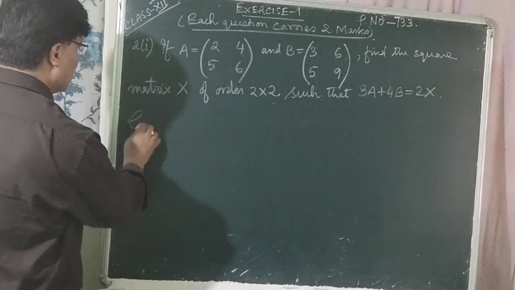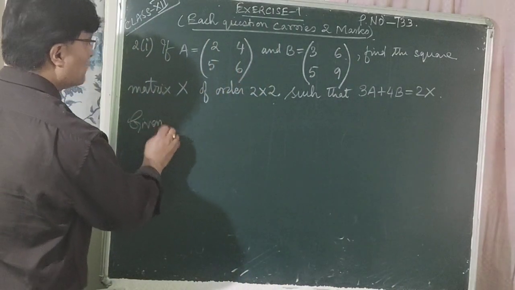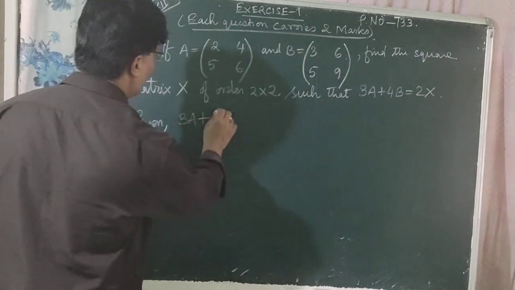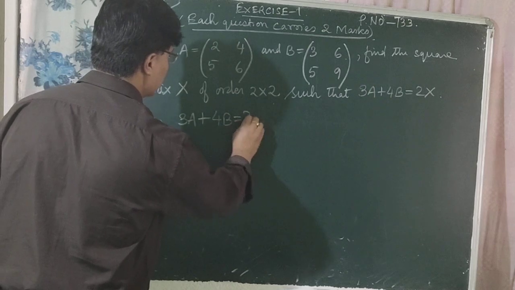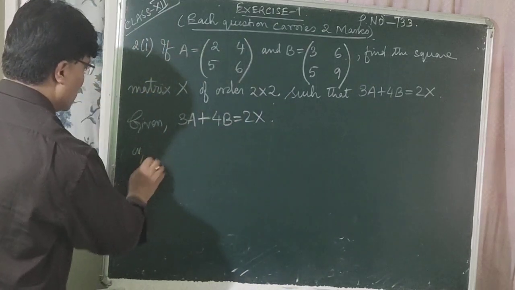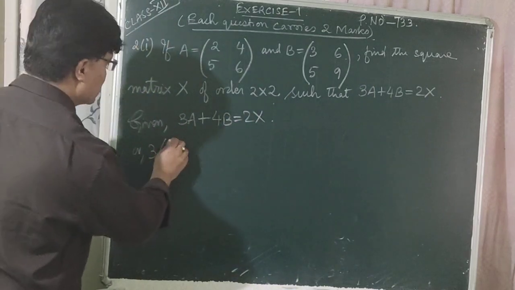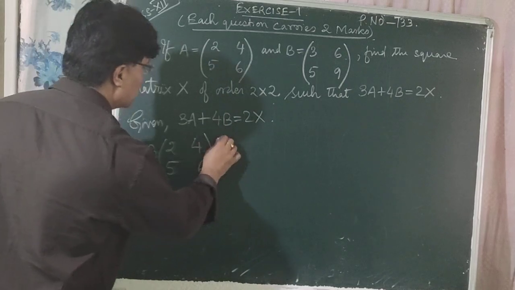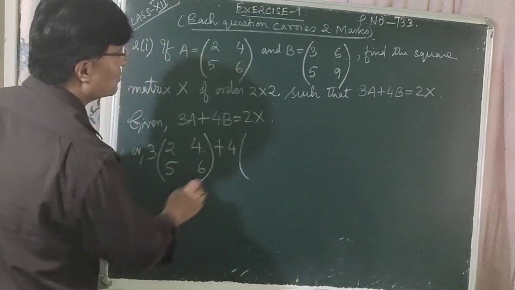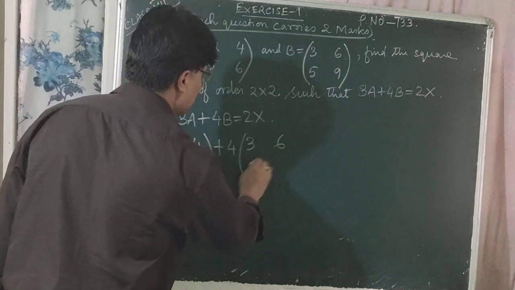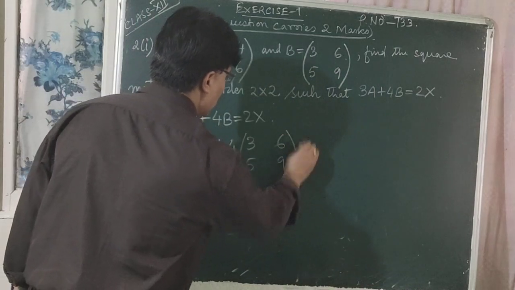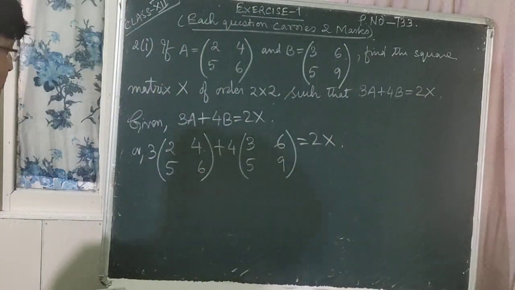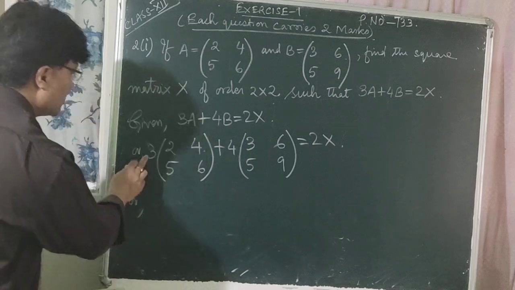So write down what is given here. Given is 3A plus 4B is equal to twice X. Right? Or 3 into, what is the matrix A here, it is 2, 4, 5, 6, right? Plus 4 into, what is the matrix B here, it is 3, 6, 5, 9, which is equal to twice X. Is that clear?